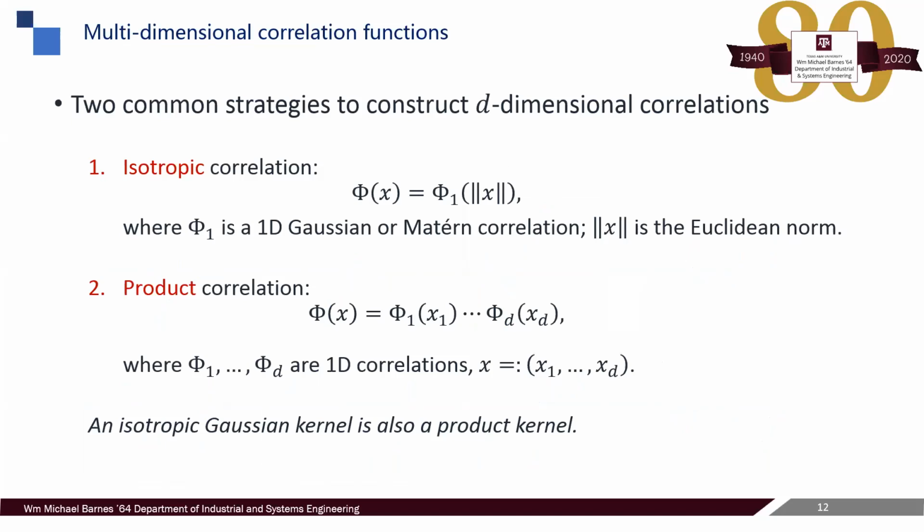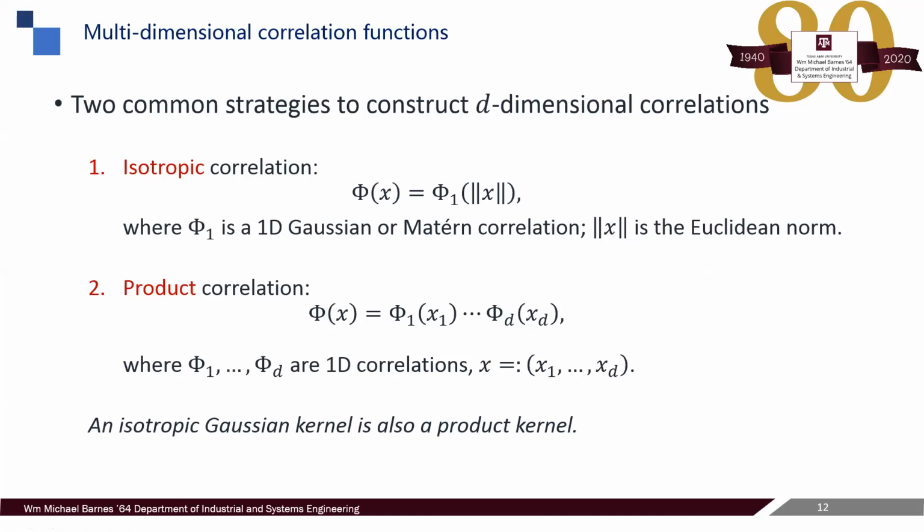After talking about the one-dimensional case, we should go to the multi-dimensional case. How can we construct multi-dimensional correlation functions? The idea is to use one-dimensional functions to build those multi-dimensional correlations. There are two major strategies. One is called isotropic correlation. Basically, if you choose a Gaussian or Matern correlation, and use this double vertical line to denote the Euclidean norm, then define it in this way. So this phi of x should be a multi-dimensional correlation function. This is called isotropic correlation.